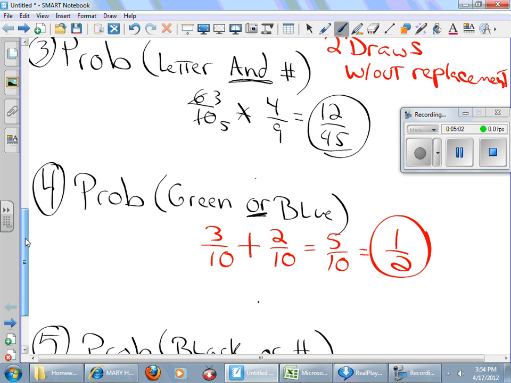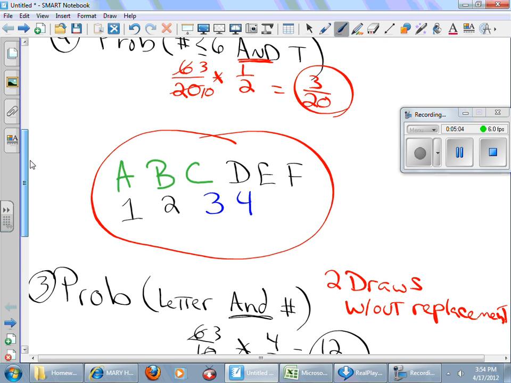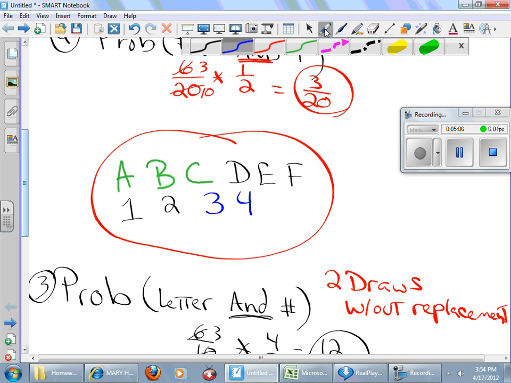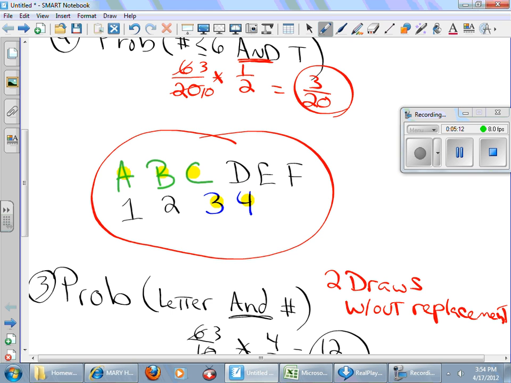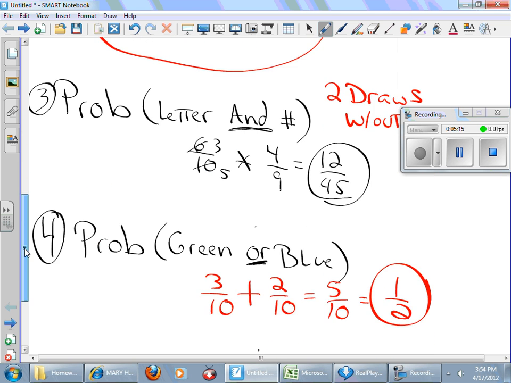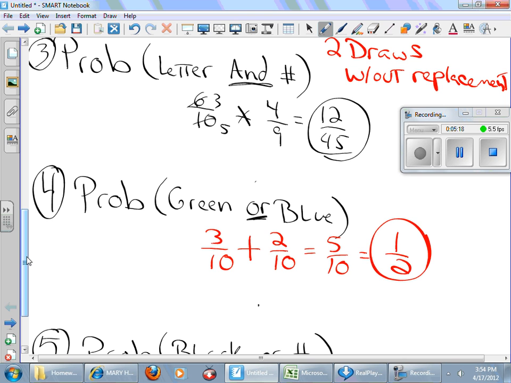Now let me just go up here. Watch this. This is so simple. Sometimes we miss it. How many greens are in the bag? 1, 2, 3. How many blues? 4, 5. How many total? 10. Didn't my fraction before I simplified it equal 5 over 10? It sure was.